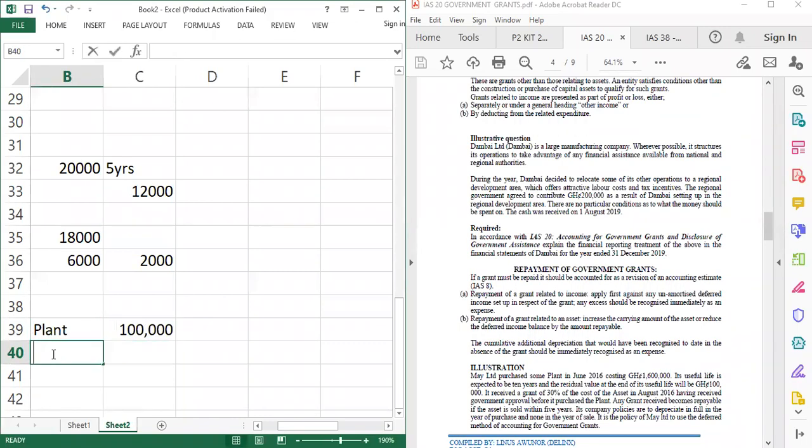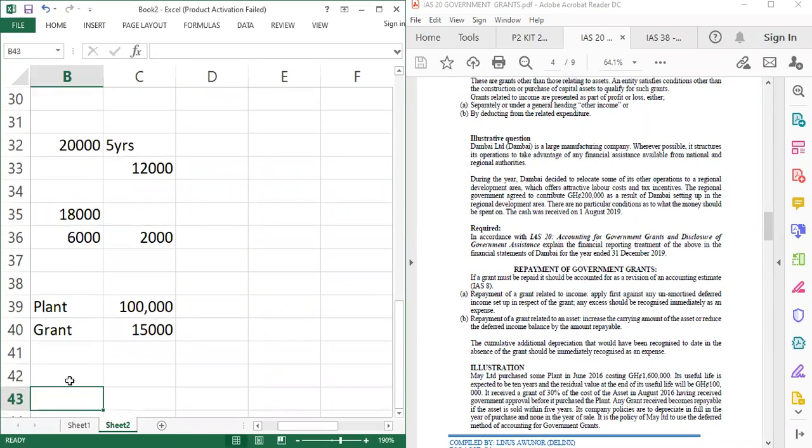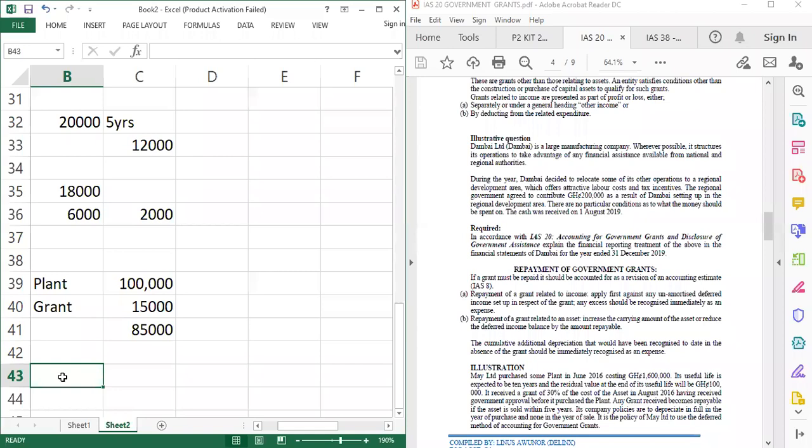Okay. So the grant is what? 15,000. Assuming in the third year, we are not able to meet the condition again. So let's assume that we are using the netting method. The value will be 85,000, isn't it? Assuming in the third year, we are not able to meet the condition relating to the grant again. So the grant becomes repayable. So we are repaying the grant in the third year.